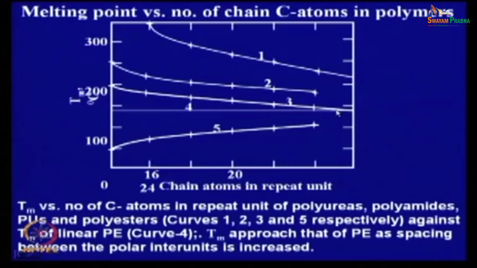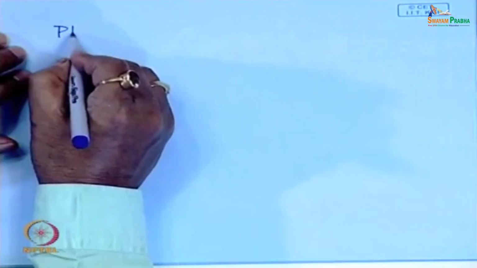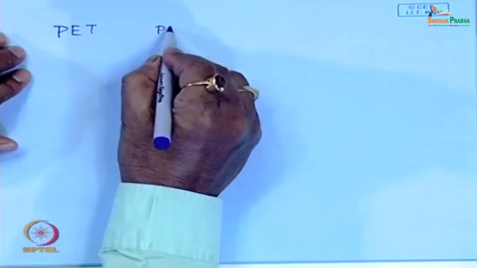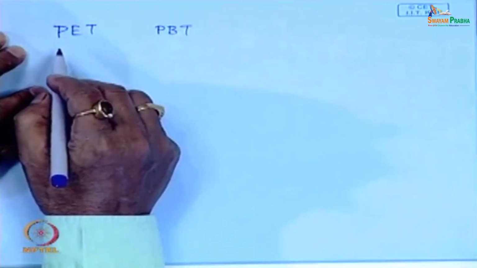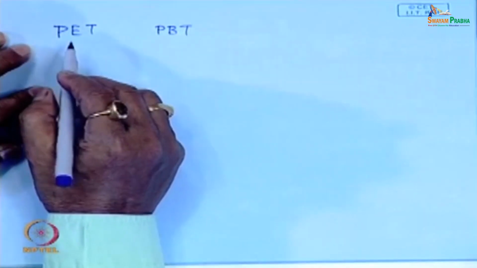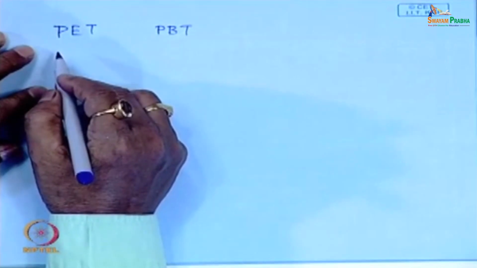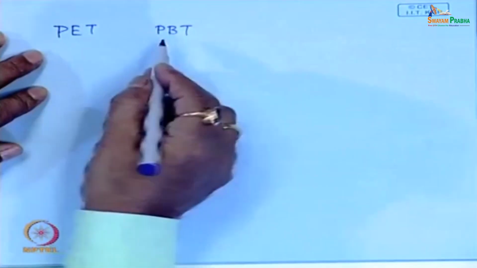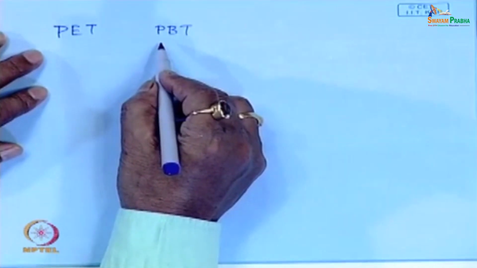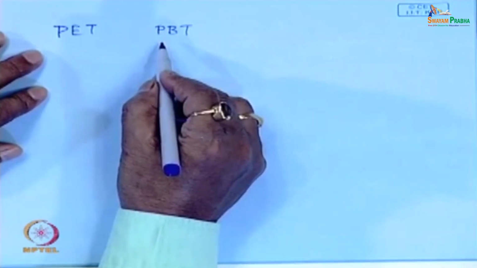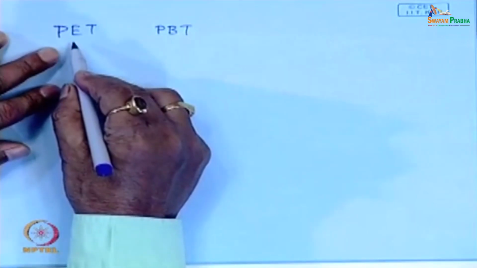That means if there is a change in the spacing between the functional groups, then the melting temperature is affected. I give you a simple example. Say you consider PET and PBT. What is PET? Polyethylene terephthalate. That means the glycol is ethylene. There are 2 carbon atoms in the glycol part. Polybutylene terephthalate has 4 carbon atoms in the glycol part. So, there is a difference of 2 carbon atoms from PET to PBT.